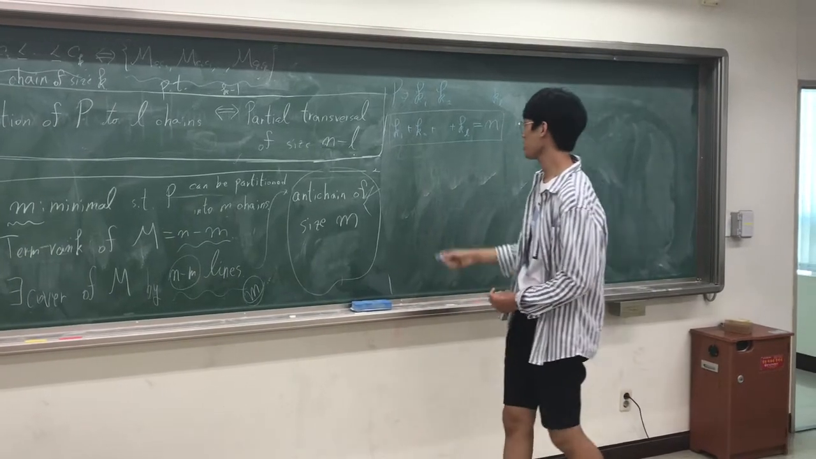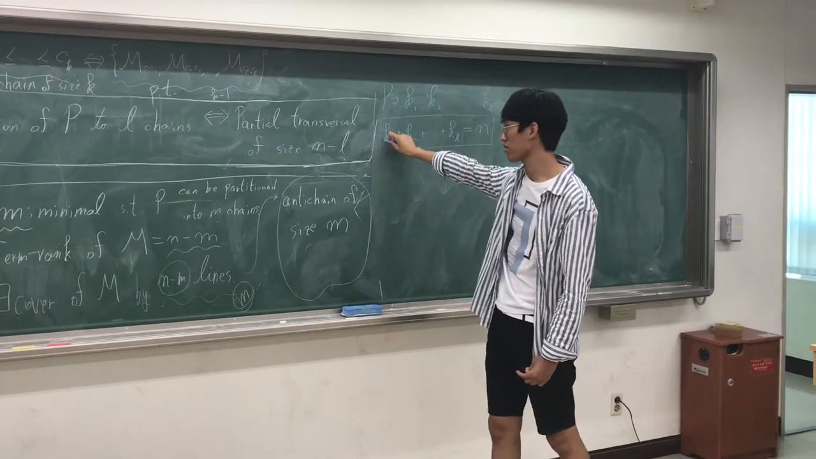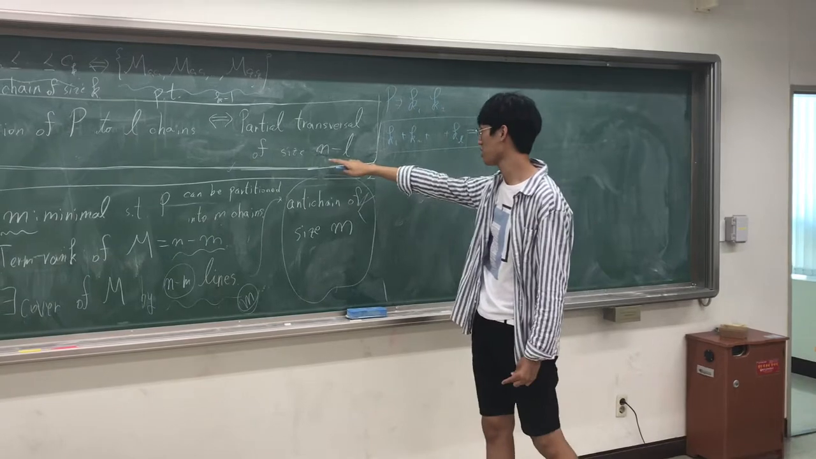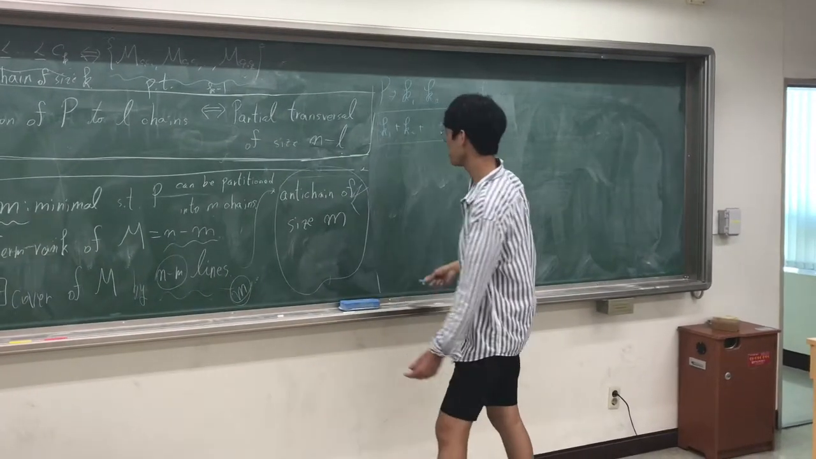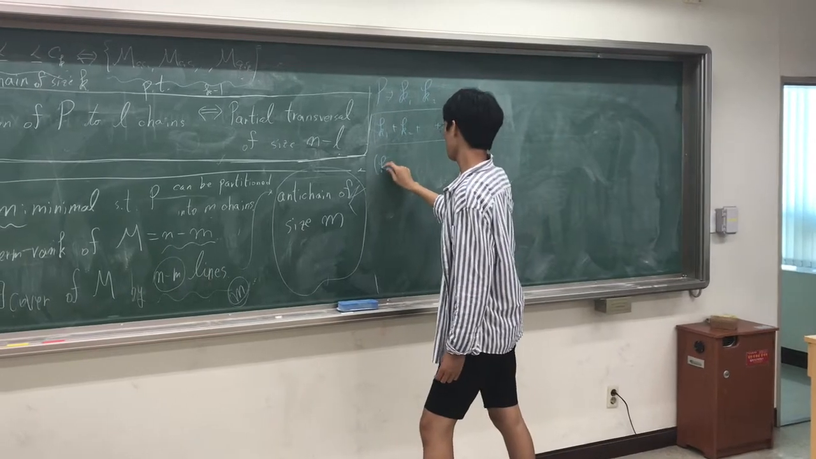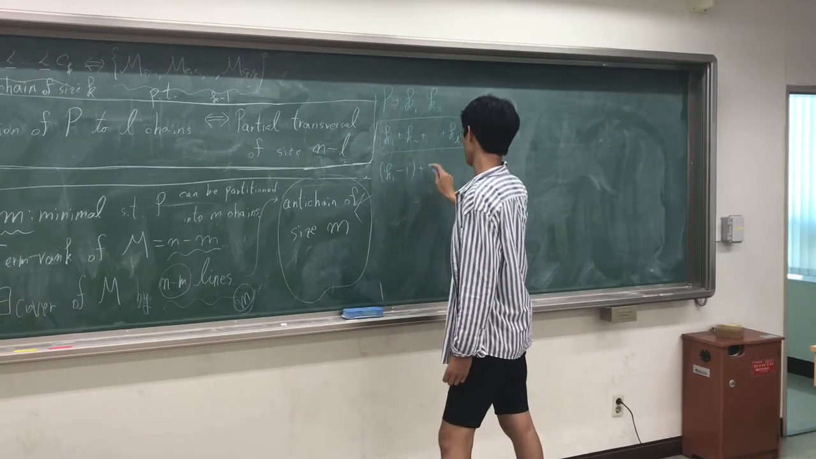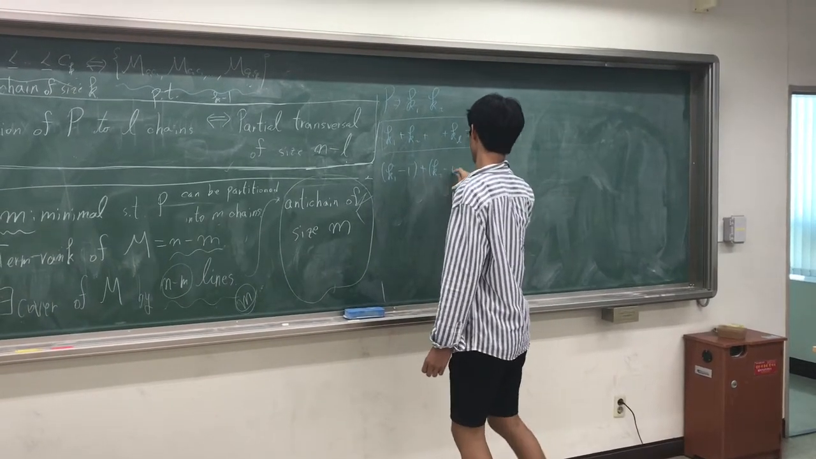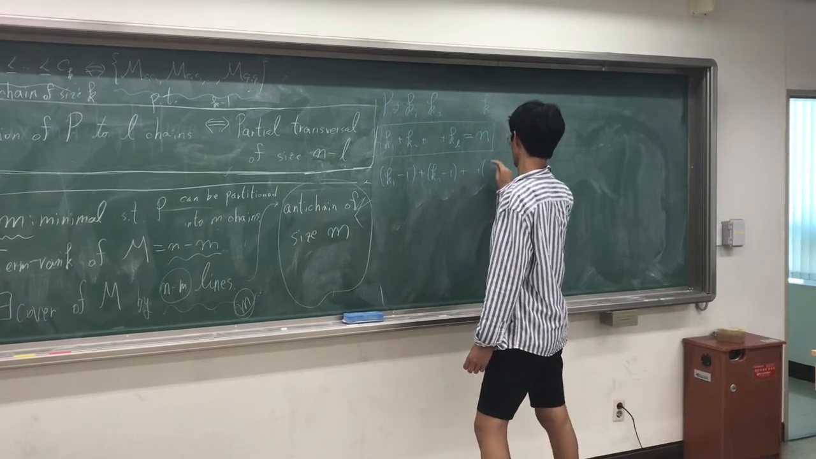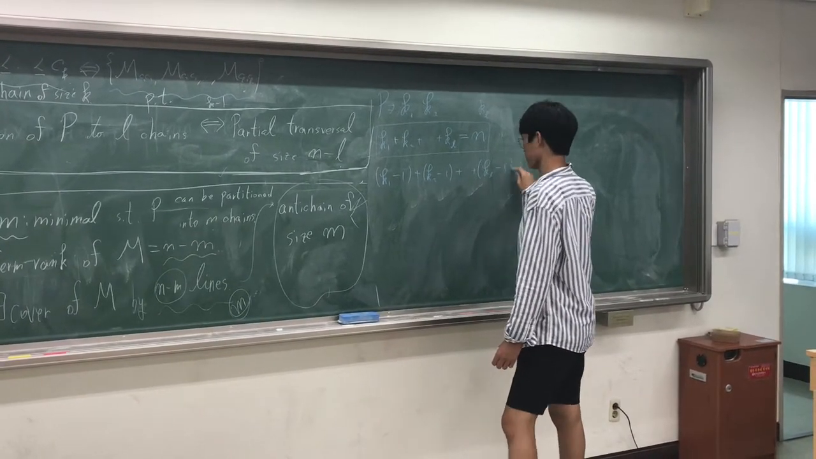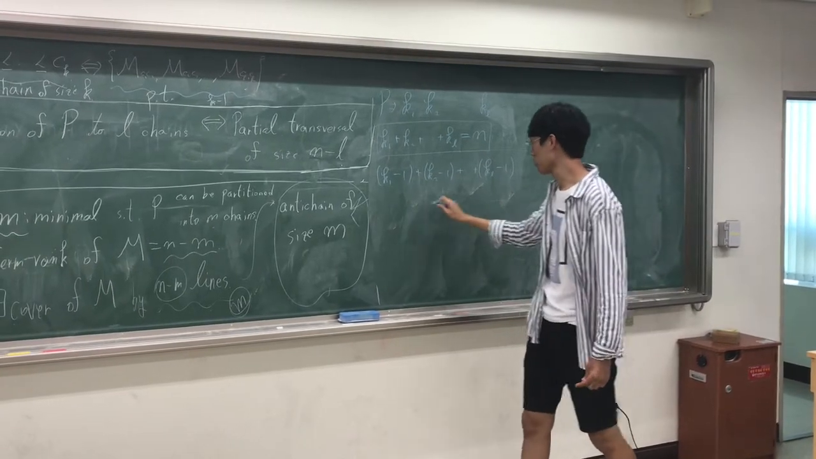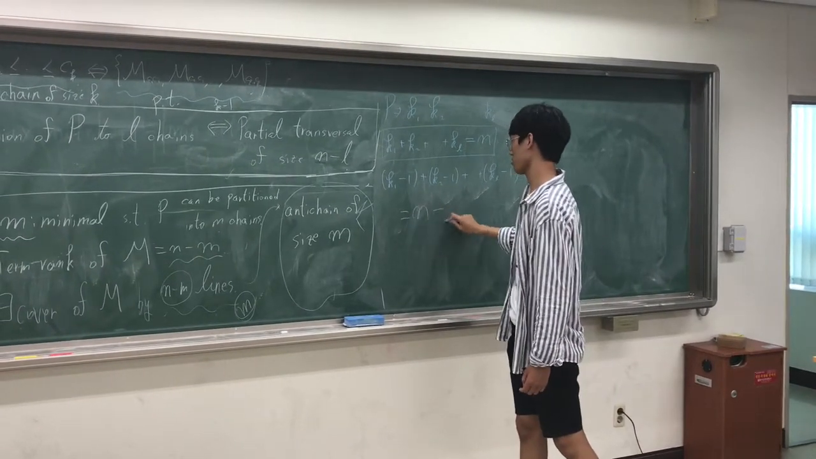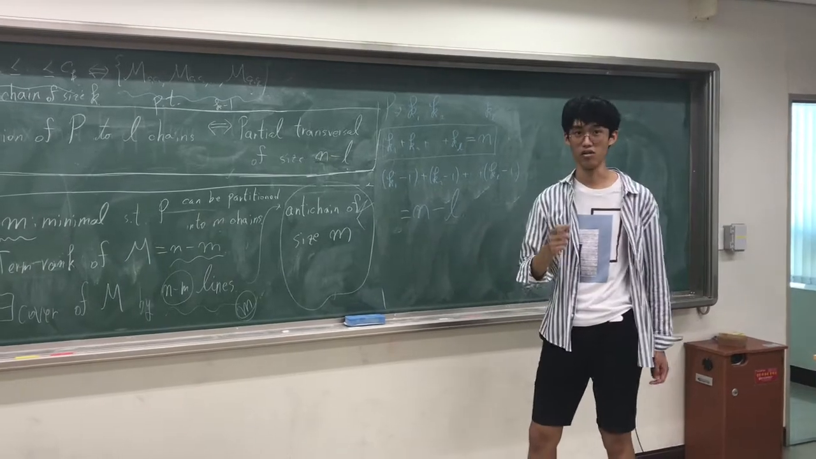But we know that each chain has a corresponding partial transversal of size k minus 1 from this relation, which means that the total number of partial transversals is given as follows. But we know from this that all of this adds up, which means that we have a partial transversal of size n minus L.